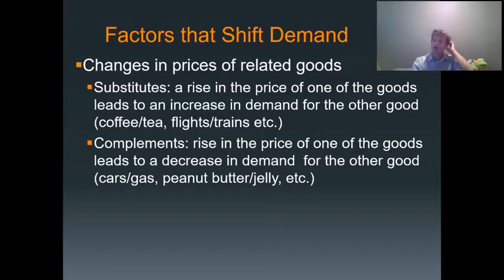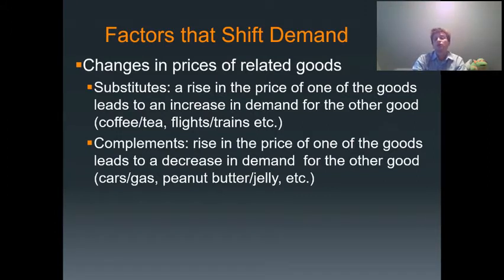Complements are a different type of related good. These are two types of goods that you use together. So gas and cars, peanut butter and jelly, or if you're a fluff person, peanut butter and fluff. If you don't know what fluff is, you should really get on that train. It's delicious. But that's beside the point. Two things that you use together.